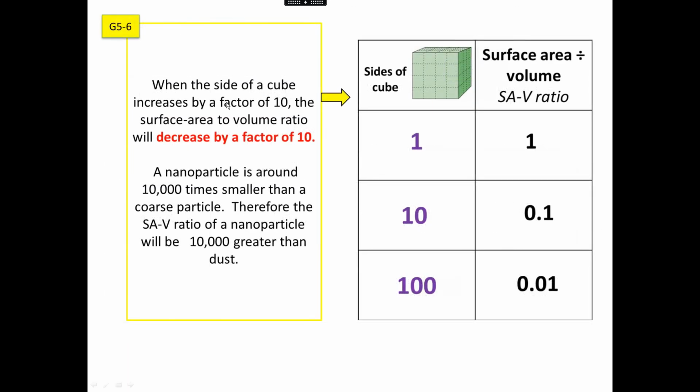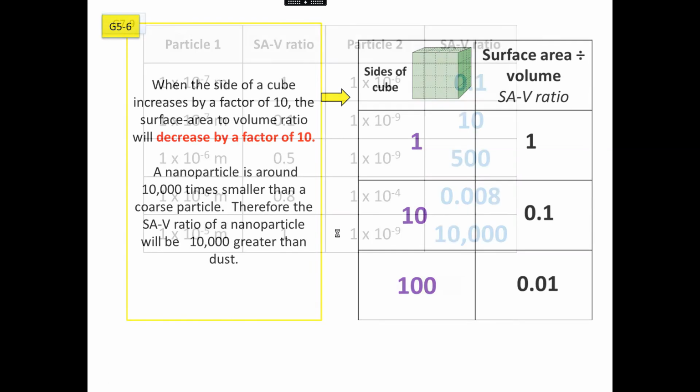Right, when the side of a cube increases by a factor of 10, the surface area to volume ratio will decrease by a factor of 10. A nanoparticle is around 10,000 times smaller than a coarse particle. Therefore, the SAV ratio of a nanoparticle will be 10,000 times greater than dust. So dust is a pretty small particle, and yet a nanoparticle is 10,000 times smaller. That leads to a surface area to volume ratio which is 10,000 times bigger. That's why nanoparticles are so unusual.